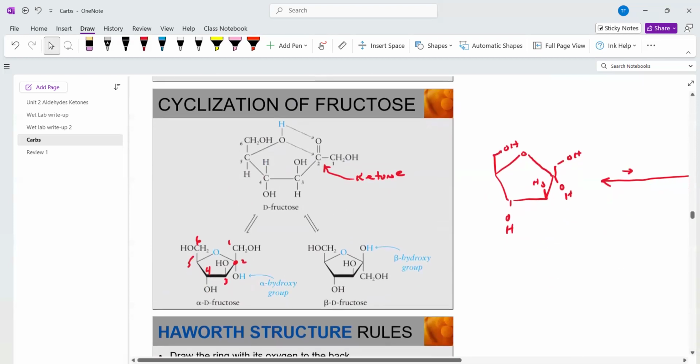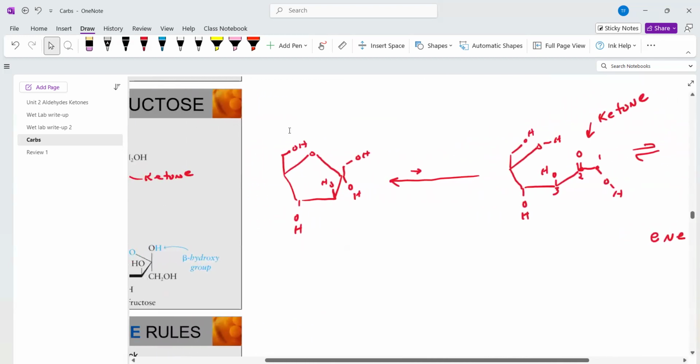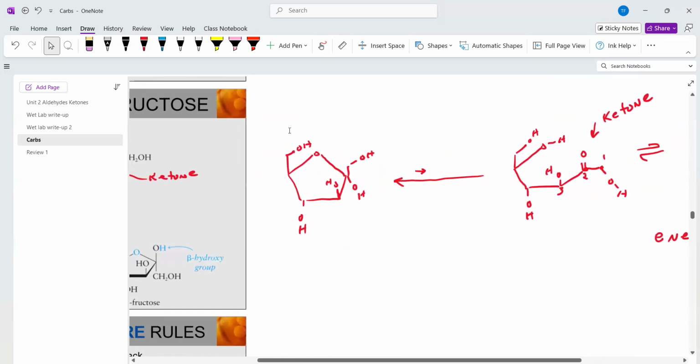Okay, so this is an example of a furanose, fructose. Furanose comes from the name of fructose, by the way. It is going to be seen 99% of the time in its cyclic form, its most stable form, but it does open up. It opens up to a ketone right here.